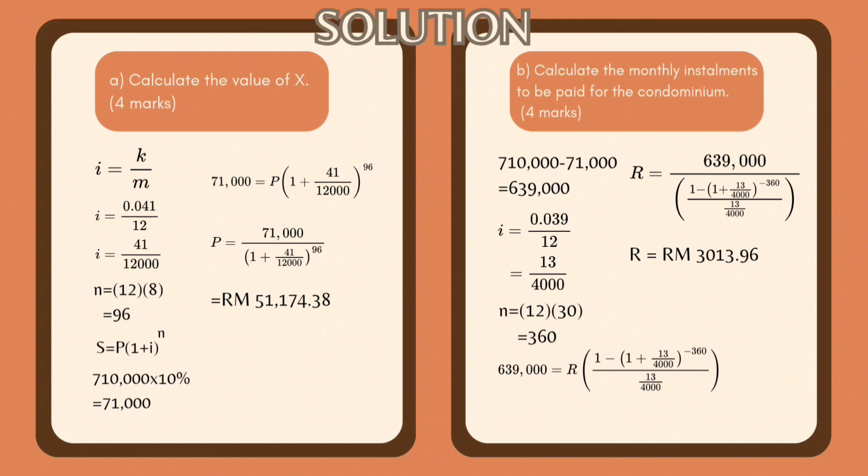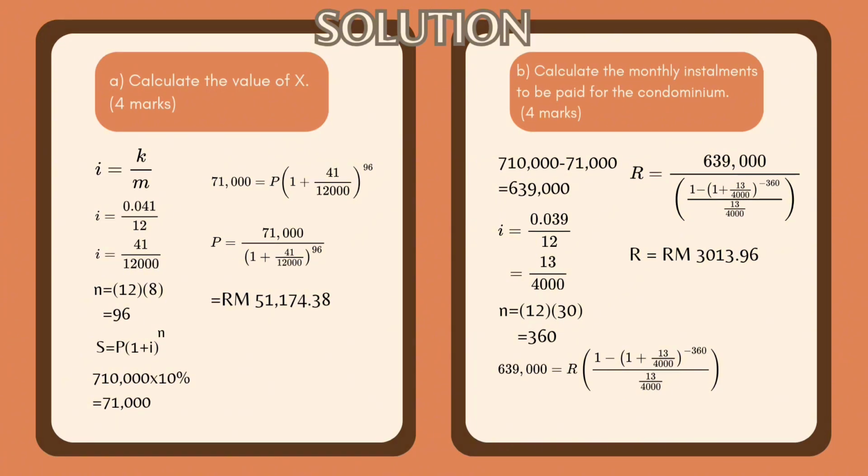For this question, we need to use the compound interest formula. But before that, we need to find the down payment of the condominium first by multiplying 710,000 with 10%. And we will get the down payment 71,000. Now, we can substitute all the information that we found into the compound interest formula. And we need to rearrange the formula by making P as the subject. The answer that we will get is 51,174 ringgit and 38 cents.